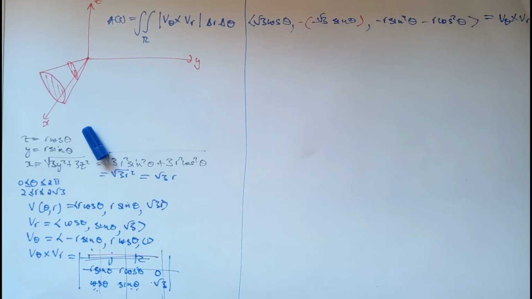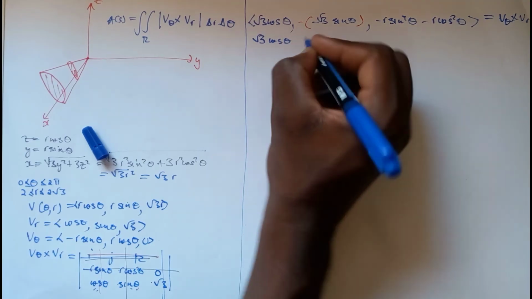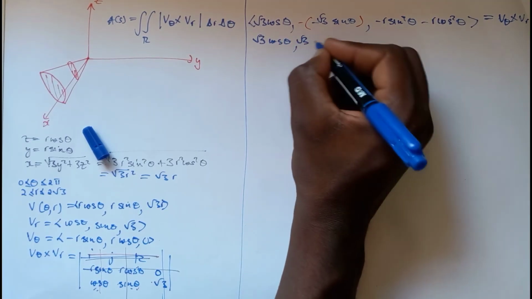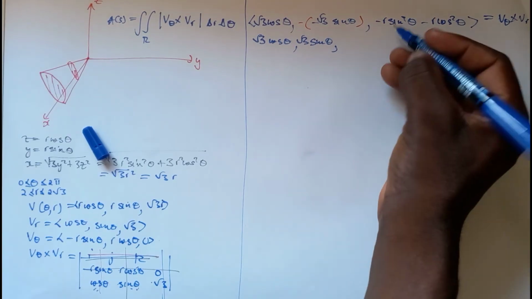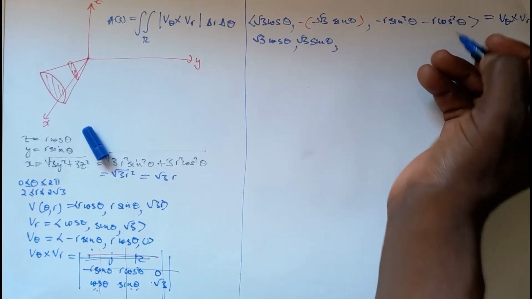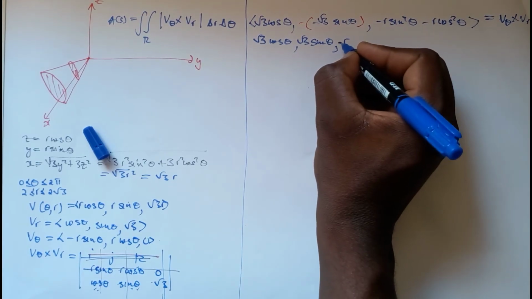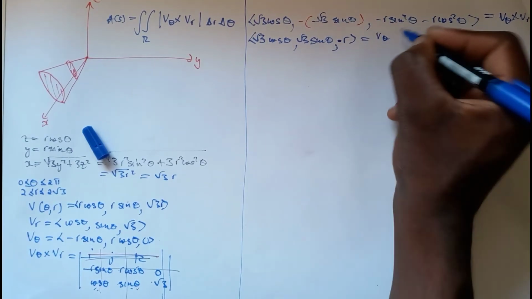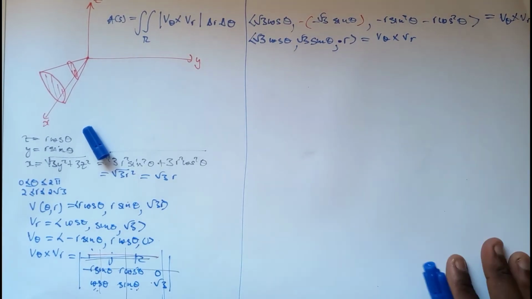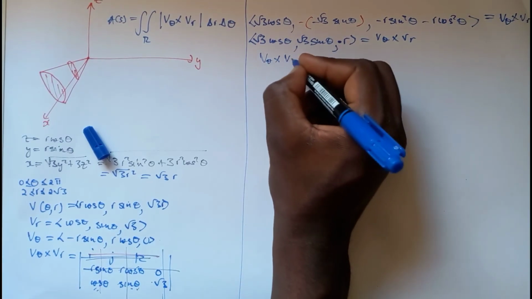Okay, so let's simplify. You're going to have root 3 r cos theta, and root 3 r sine theta, and here if we factor out r, we have sine squared theta plus cos squared theta, and we're going to have r, which is negative. So this is the cross product of v theta and vr. Now we need to find the magnitude of v theta cross vr.